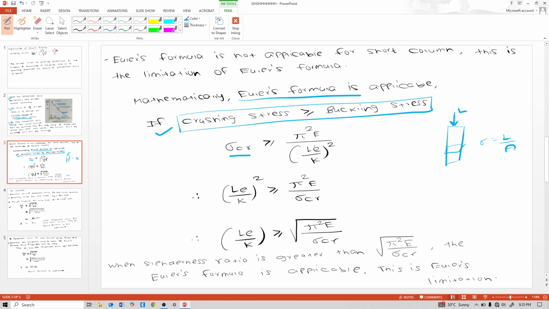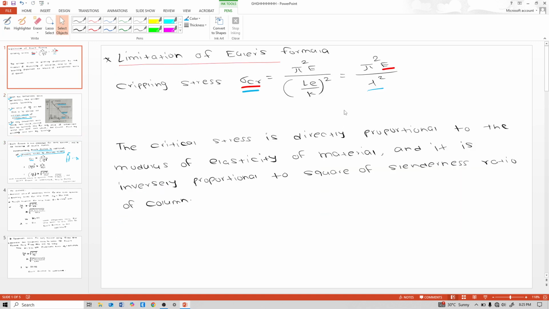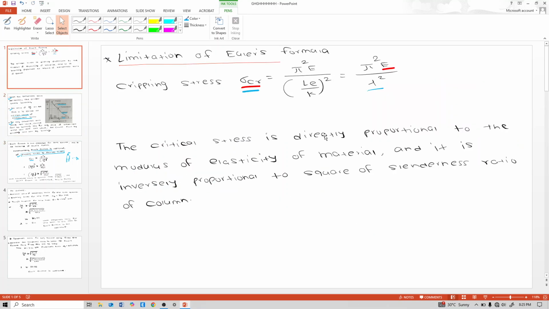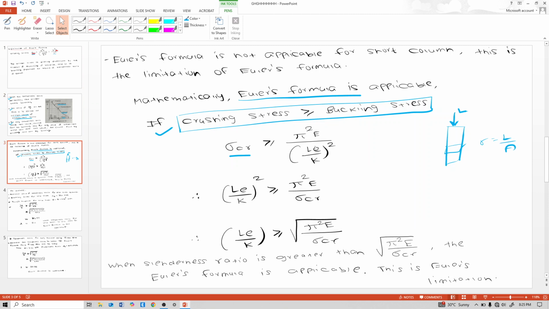And buckling stress, like we had calculated it, in terms of slenderness is pi square E upon (LE upon K) square. So rearrange it mathematically, play with some mathematics, and we get LE upon K is equal to under root of pi square E upon sigma CR. So this is our outcome.